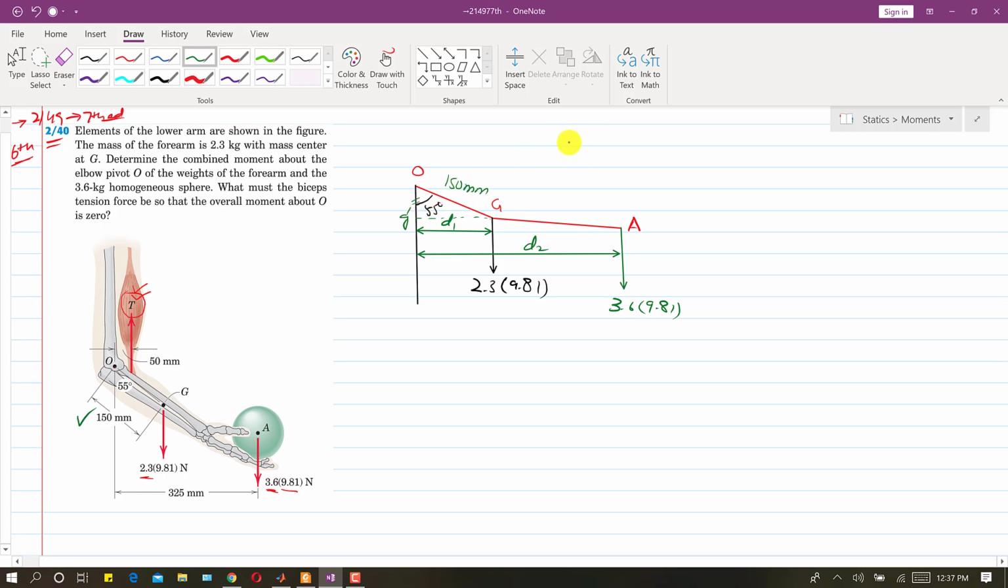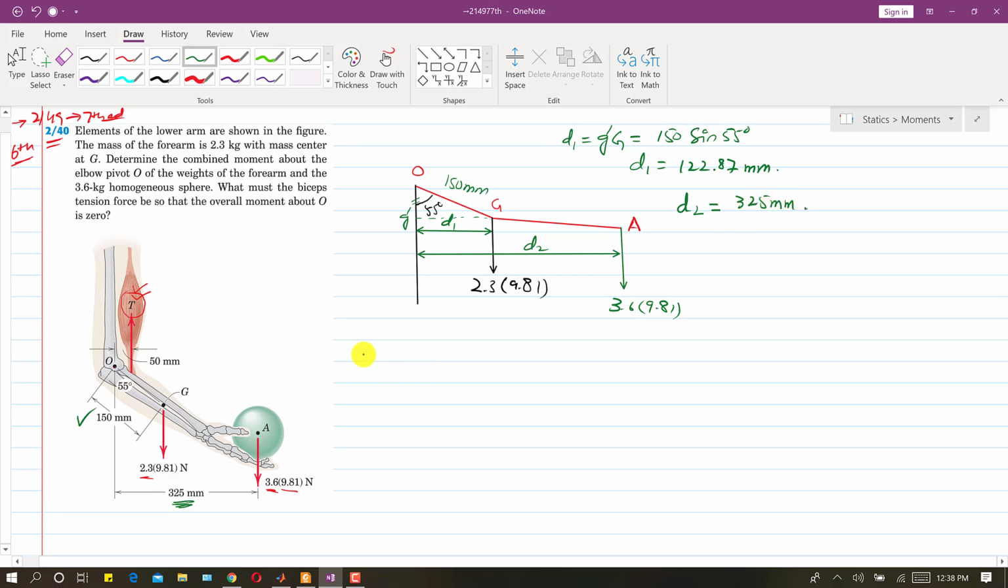So I can write that D1 is equal to G dash G, which is 150 sine of 55 degrees. So this is that D1 distance, and it comes out to be 122.87, in mm, right? Now what about D2? D2 is given directly. So this is 325, so we can say that it is 325 mm, right?